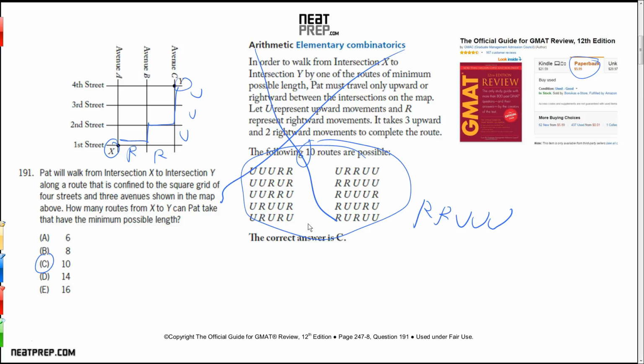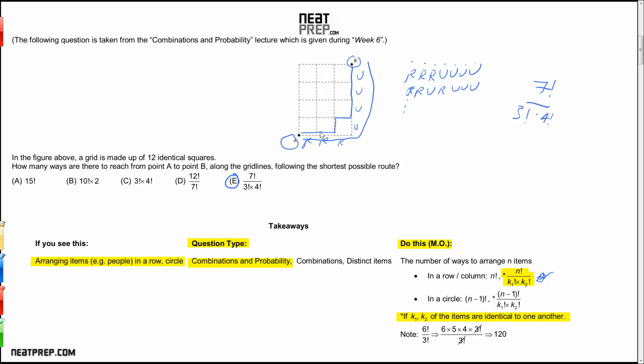Not to mention the fact that if you have a slightly different scenario, instead of a 2 by 3 grid, if you have a 3 by 4 grid, this is so much more difficult to do in the very haphazard way that they showed you. So again, the takeaway, and we're going to have these takeaways for every single question on the course, is whenever you see arranging items in a row or in a circle, it's going to be n factorial for a row and n minus 1 factorial for a circle. If k1 and k2 of the items are identical to one another, you just divide the total number of arrangements by k1 factorial and k2 factorial.